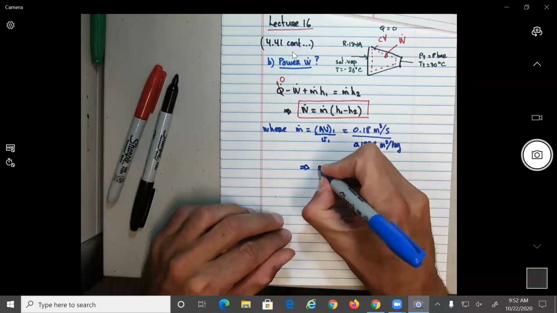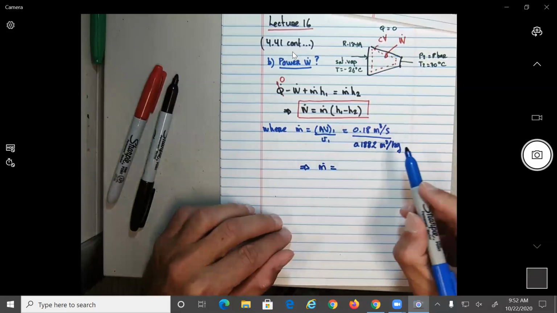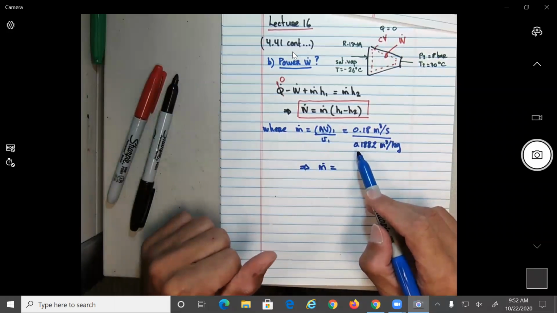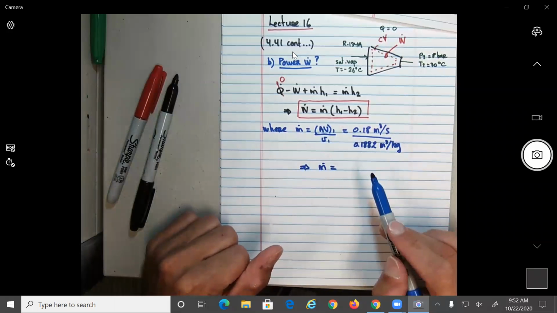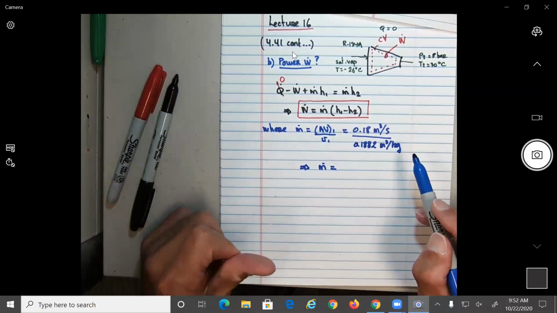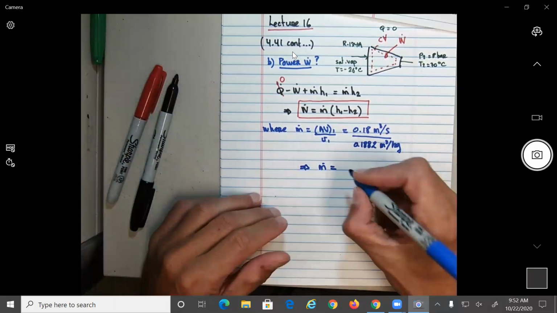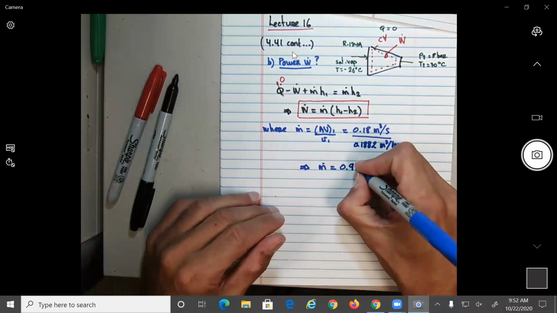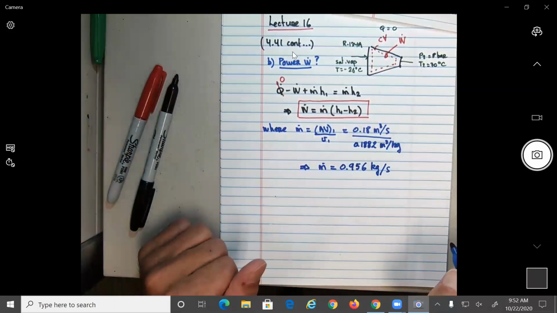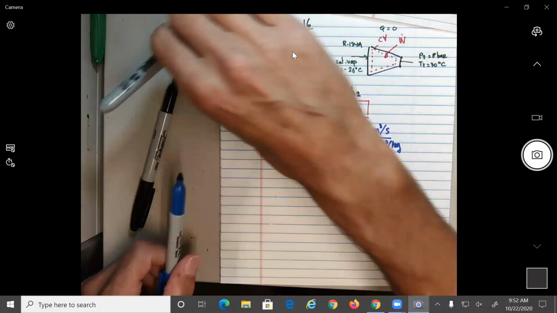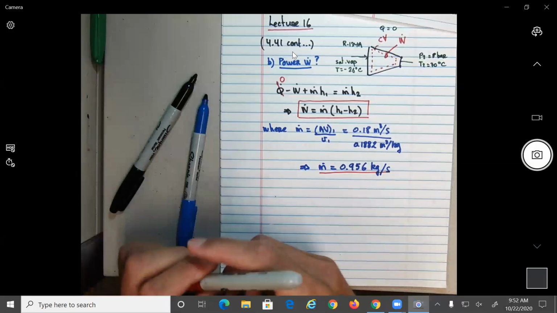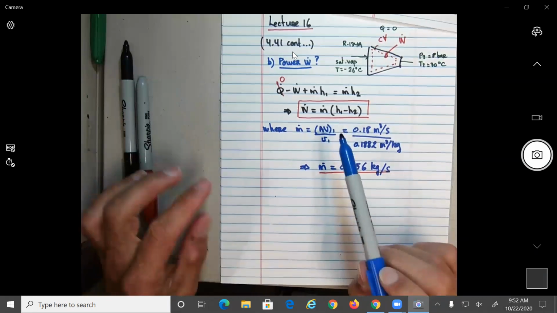So this is going to give us, what do you get for m? So it's probably going to be about 1, no? A little lower than 1. What do you get if you do this? 0.18 divided by 0.1882. 0.956, and the units for this should be equal to what? Kilograms per second. Okay? So basically, we know what the mass flow is, and now we need to find the values for h1 and h2.